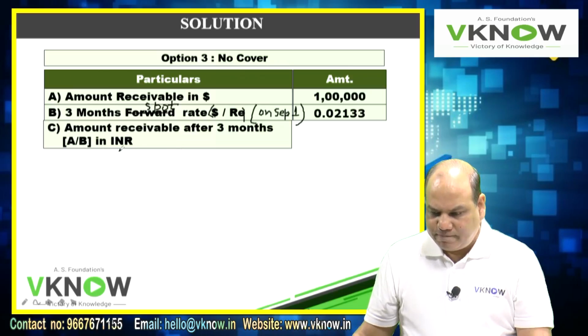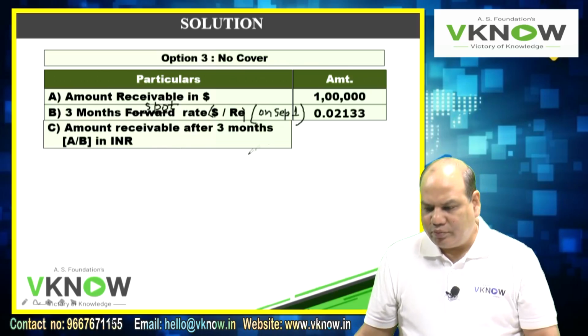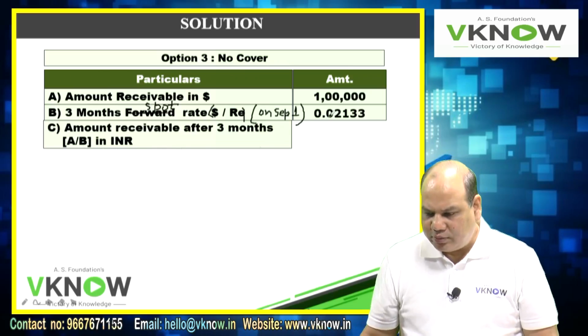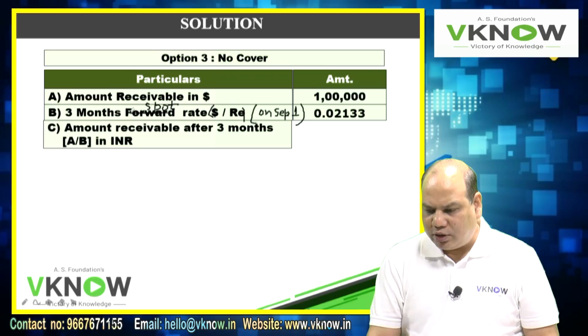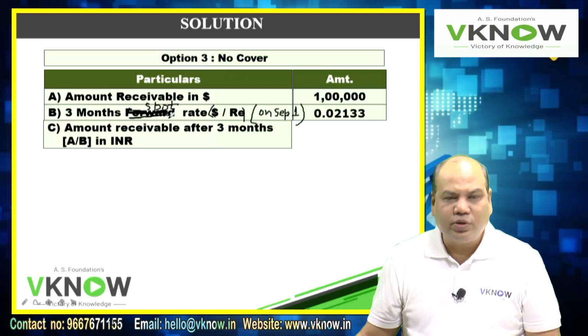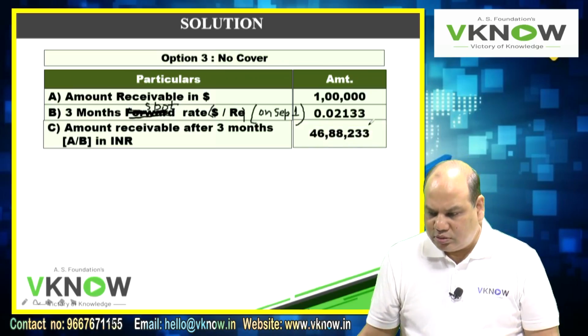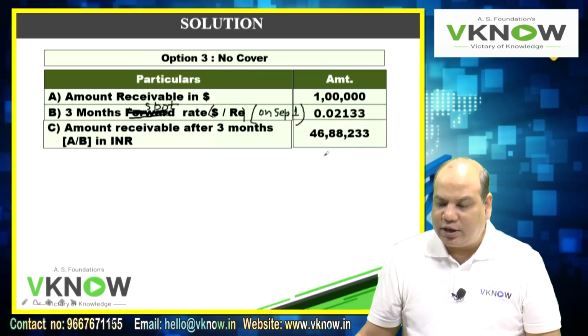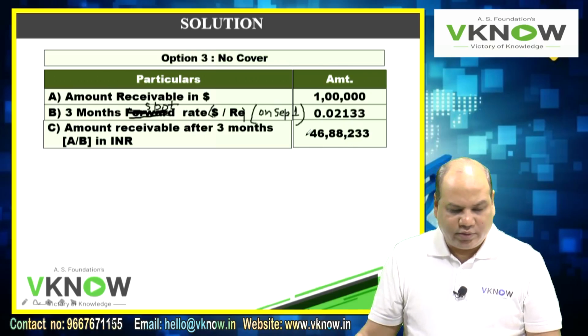A by B in INR. So take your calculator, 1 lakh divide by 0.02133. Check the answer with me. 46,88,233. Now I have all the 3 answers ready.